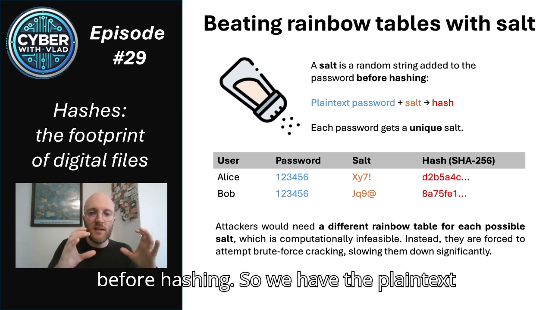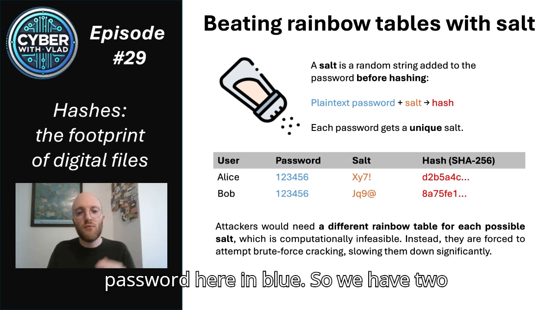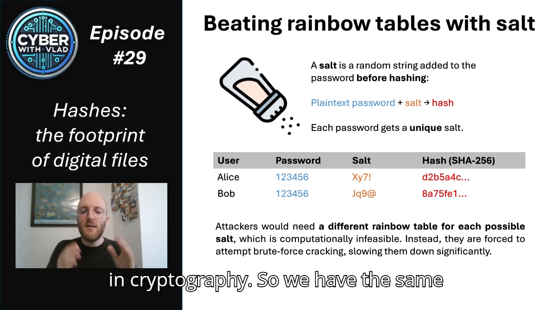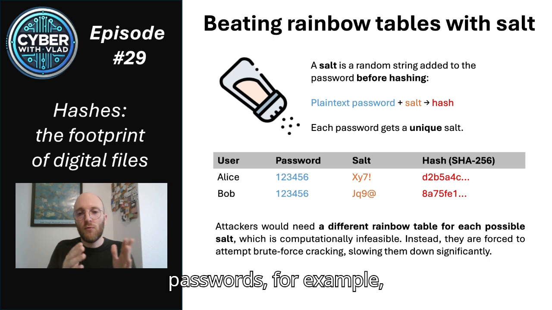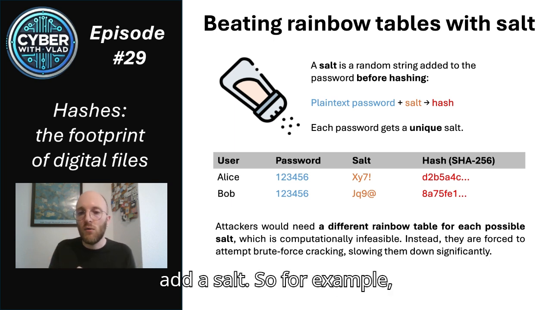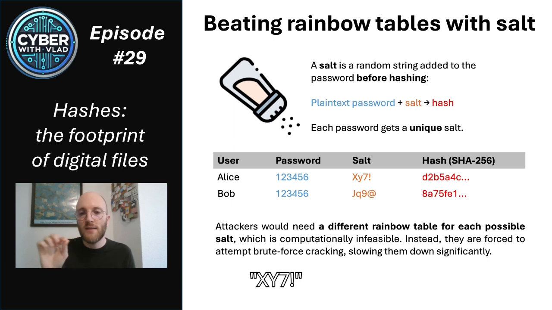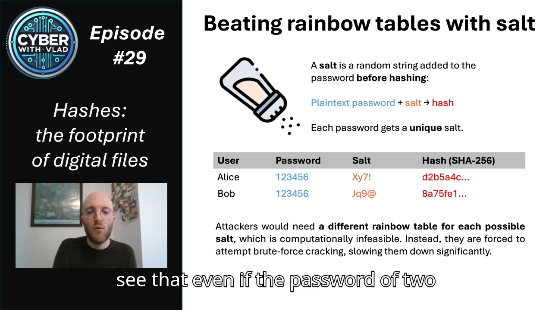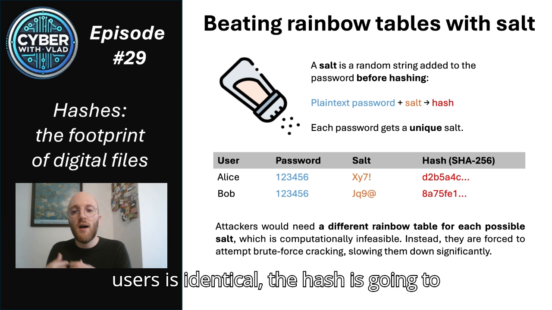So we have the plaintext password here in blue. We have two users, Alice and Bob, my favorite couple in cryptography. So we have the same passwords, for example, 123456, and we are going to add a salt. So for example, XY7!. And then we compute the hash. And you can see that even if the password of two users is identical, the hash is going to be extremely different.